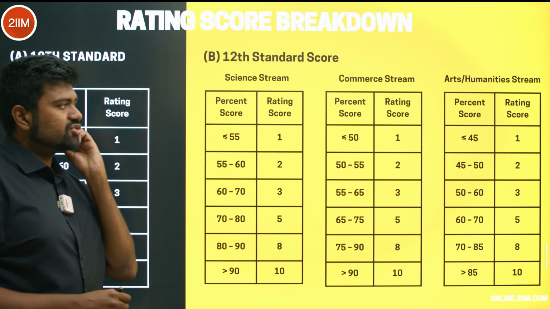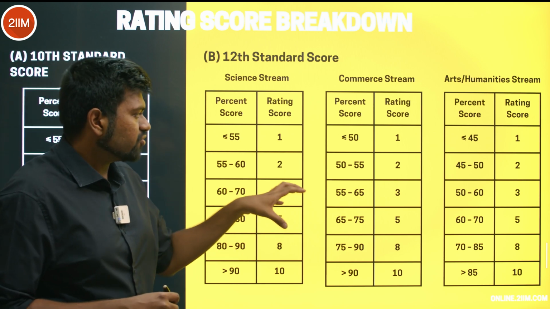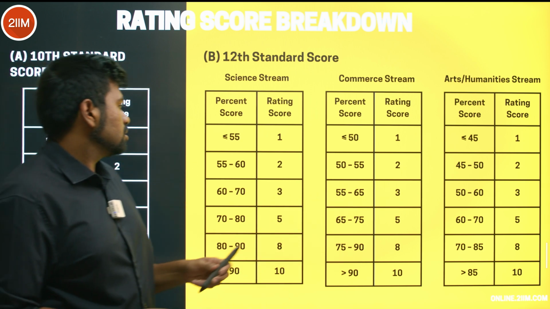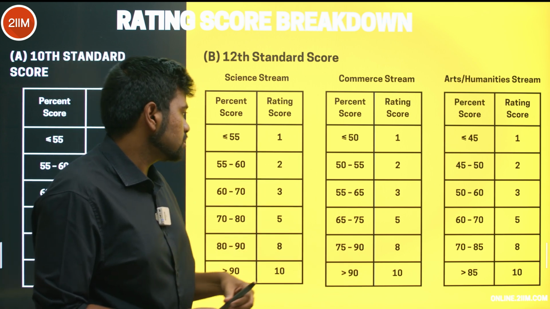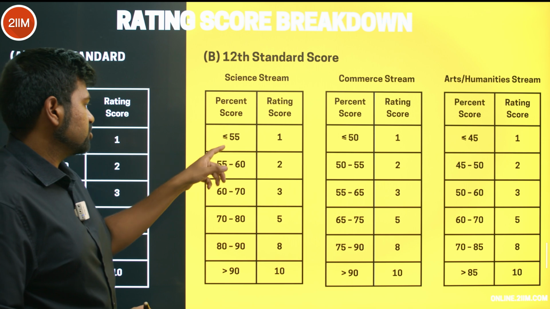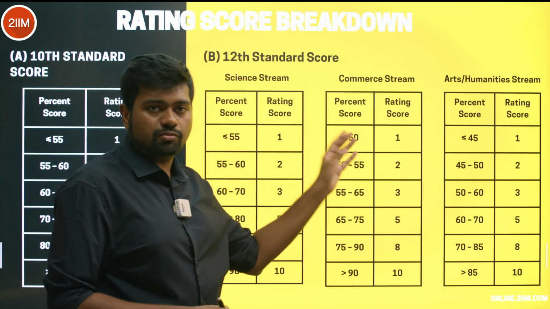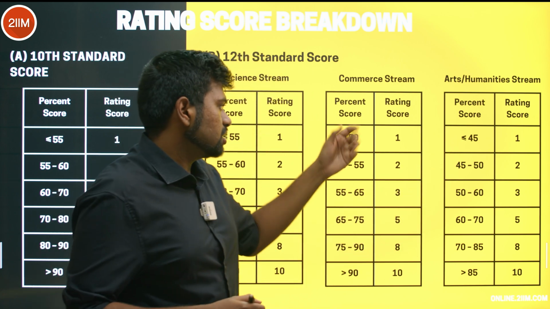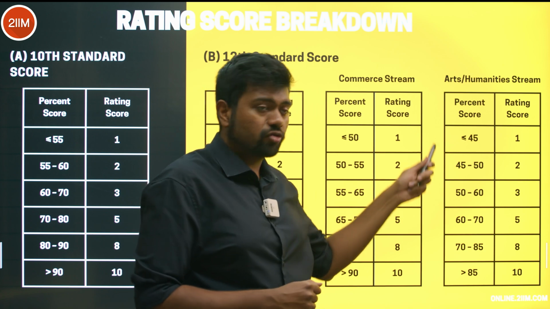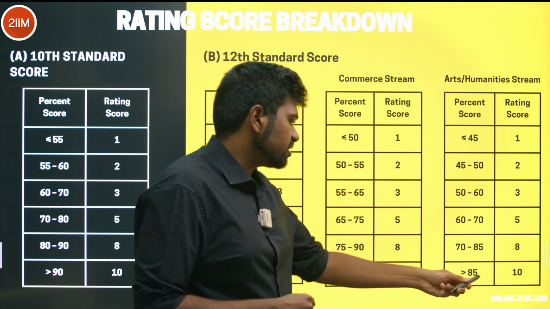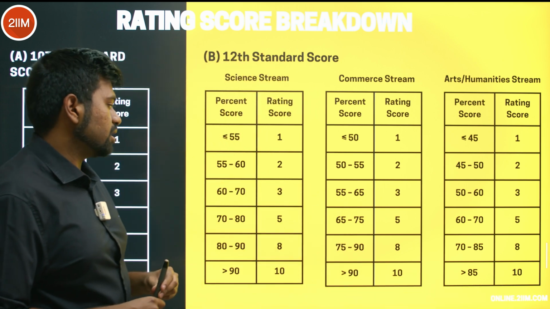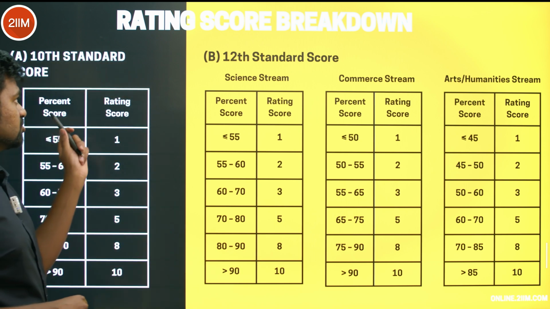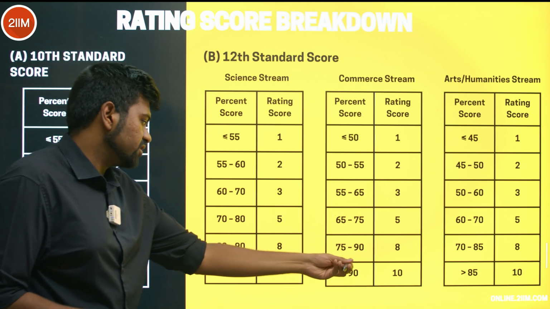The 12th standard score is a little varied depending on which stream you belong to. For science stream, anything above 90 fetches you a 10. For commerce stream, anything above 90 fetches you a 10. But if you look at the lower score, for the science stream, it's anything below 55. For the commerce stream, it's anything below 50. Same goes for humanities, in the sense that the trend of different scores applies here too. So it's less than 45, and anything above 85 fetches you a 10 in humanities and arts. Of course, for commerce and science, it has to be 90 and above. So this is your schooling scores accommodated for.